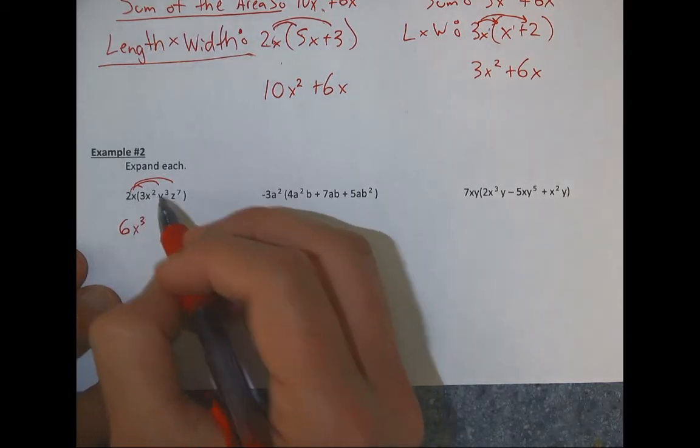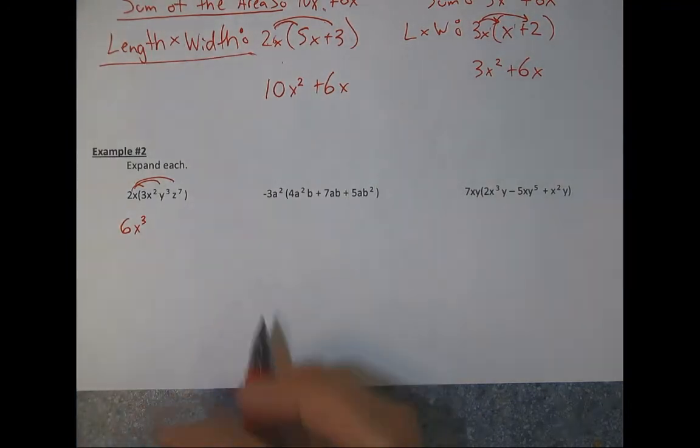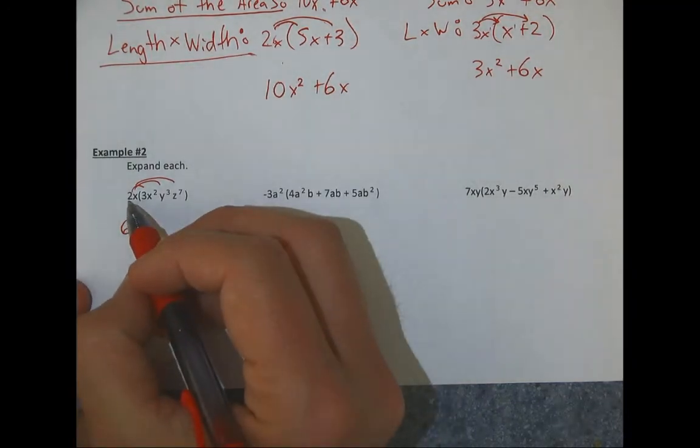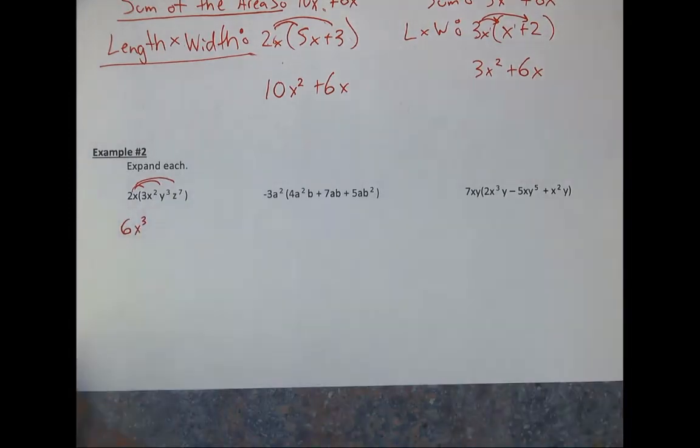Now, you can multiply an x times a y. You are allowed to do that. You can't add them. You couldn't add 2x plus a y. But you can multiply, and what happens is they just get paired together. You just write it as multiplication. So this part right here, you're going to multiply this.